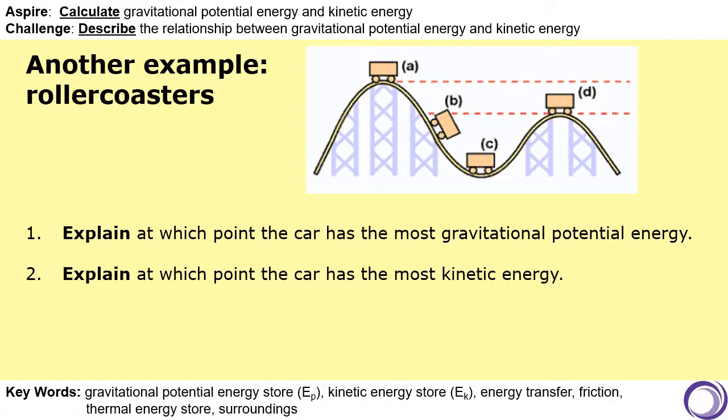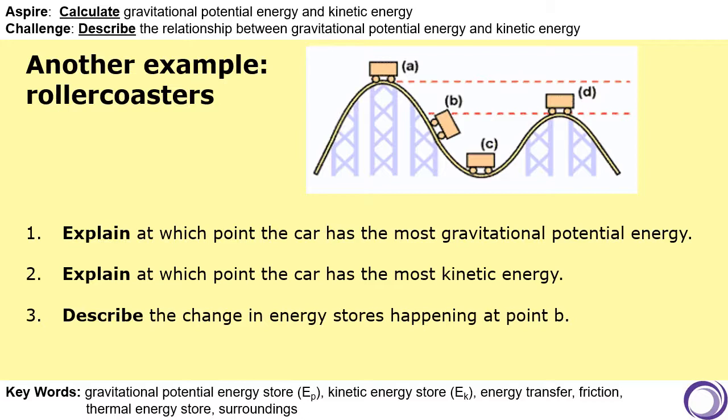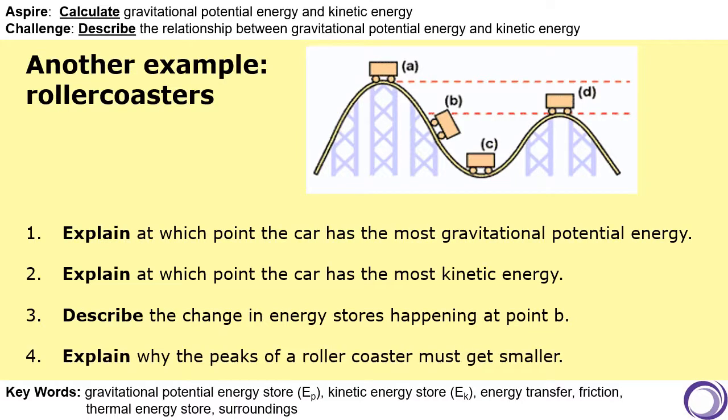Question 2, explain at which points the car has the most kinetic energy. Question 3, describe the change in energy stores happening at point B. And number 4, explain why the peaks of a roller coaster must get smaller. So the first peak is always going to be the highest. Why is that? I'm going to give you 2 minutes to have a go at these 4 questions. Off you go.